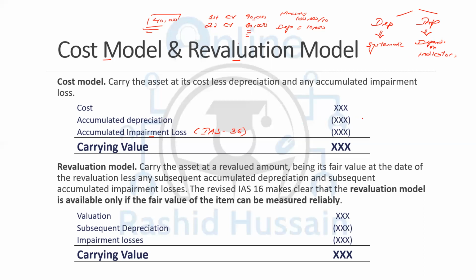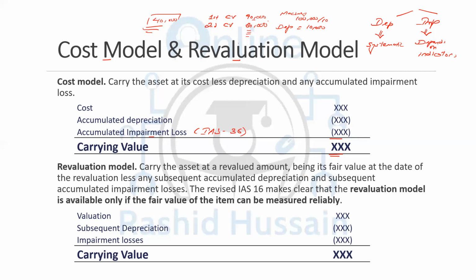So we are going to deduct both the depreciation and impairment from the asset, and that will give you the carrying value. And hopefully you have understood the concept of impairment, and you will get more details in IAS 36. So this is the cost model: cost minus accumulated depreciation minus accumulated impairment loss.